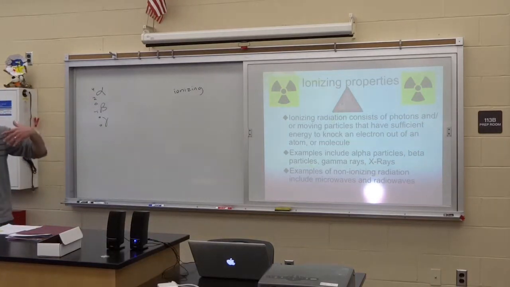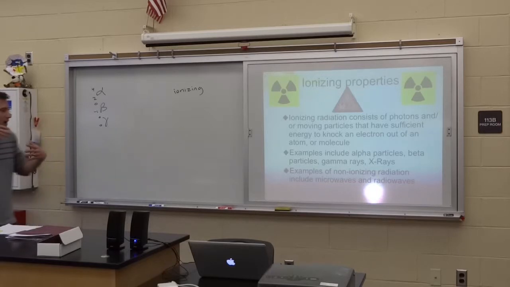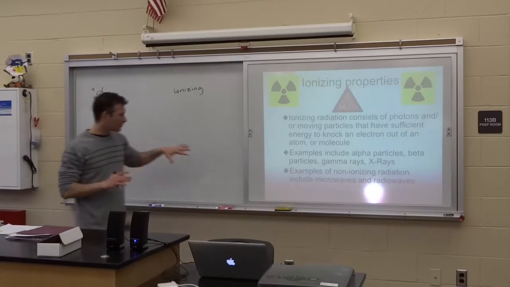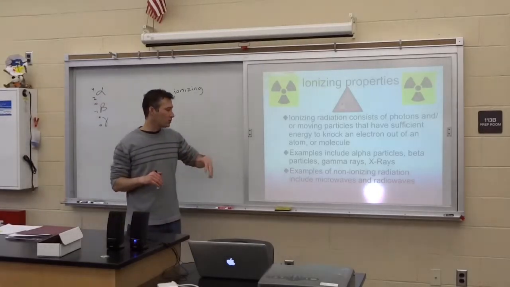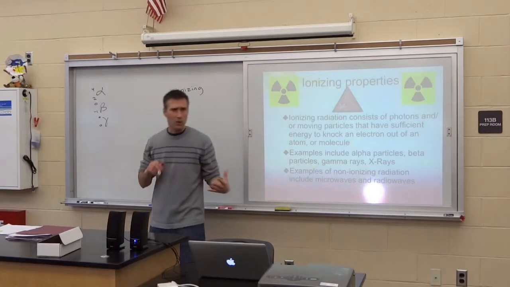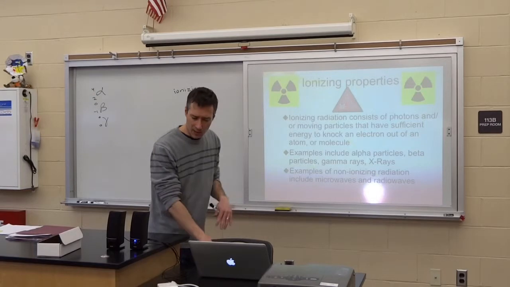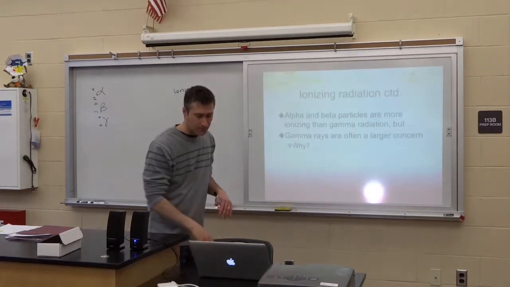So visible light. It can knock electrons off, and in some things like solar photovoltaic cells, visible photons do knock some electrons off things, but it's very uncommon for visible light to be able to do that. Microwaves aren't particularly ionizing. Radio waves, infrared, ultraviolet. Those are commonly called non-ionizing.